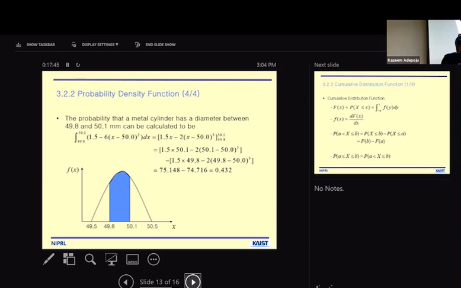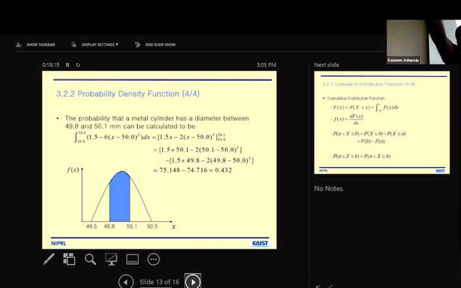What if I'm not interested in the entire range? I'm only interested in the shaded part. Of course, you expect the probability to be less than 1, because the total area under the curve is equal to 1. If I want to do that, I'm still going to perform the antiderivative, but the bounds that I use will be different. Now, between 49.8 and 50.1, I got 0.432.